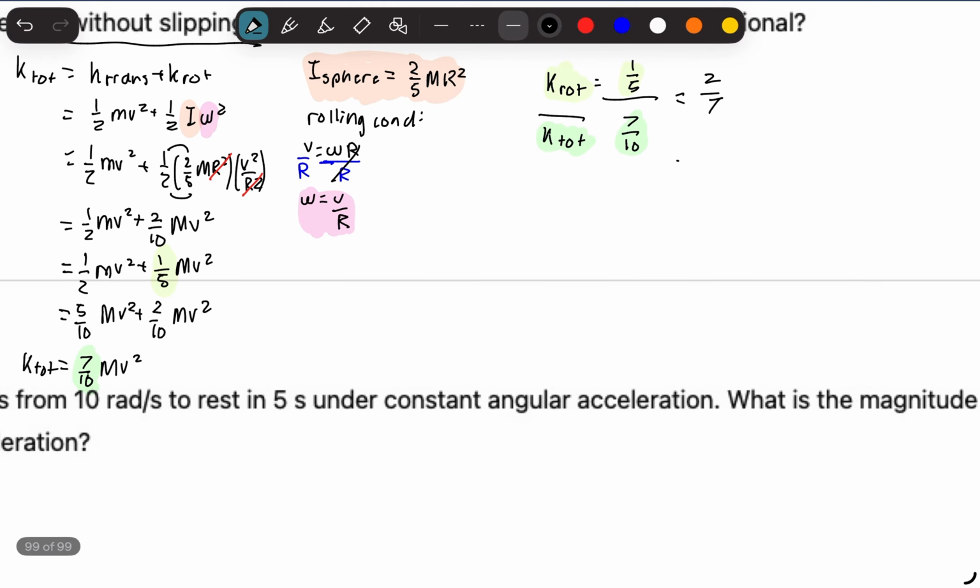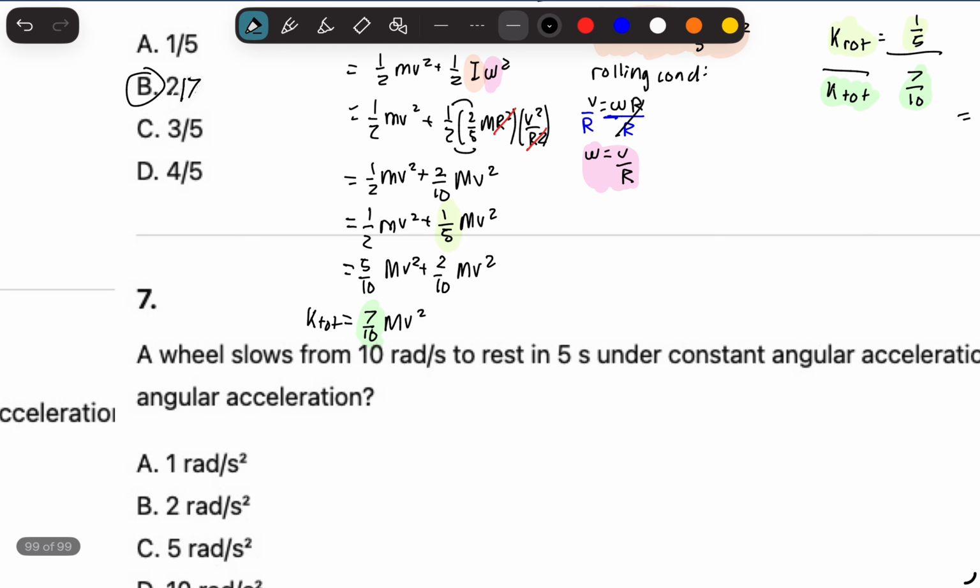Because you have 1/5 times 10/7, that's equal to 10/35. You can divide that by 5, and that's where you get 2/7. So that's going to be option B.